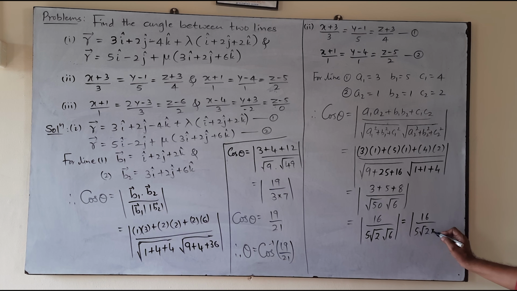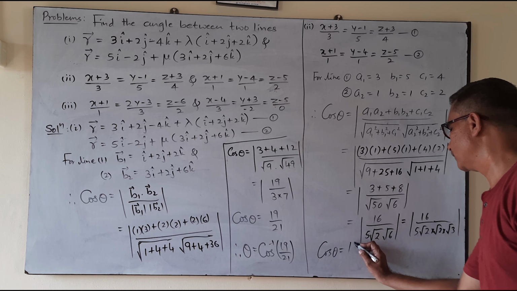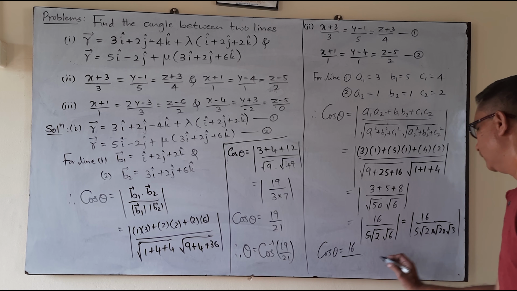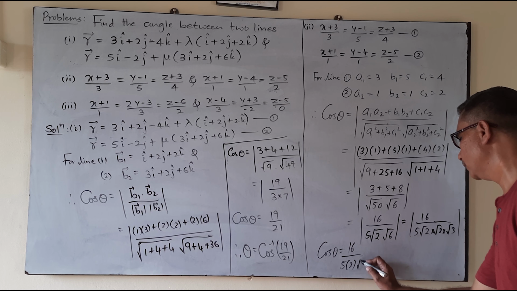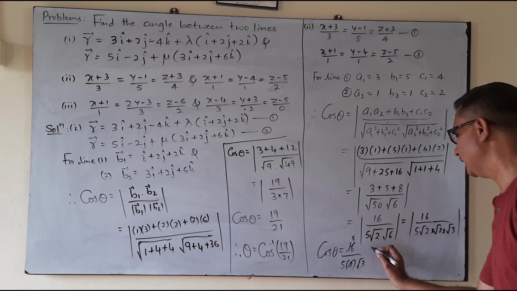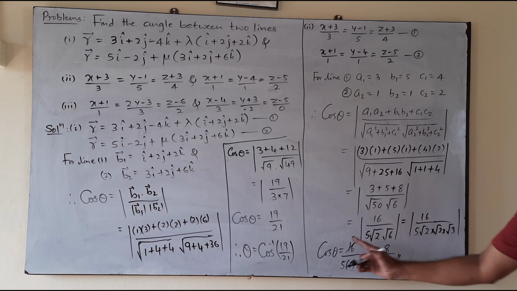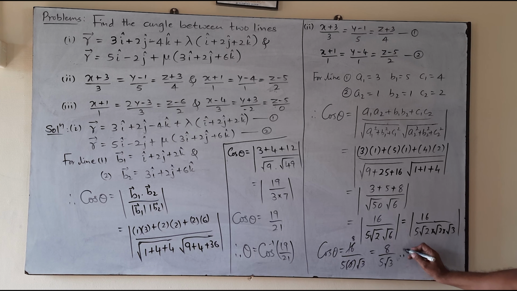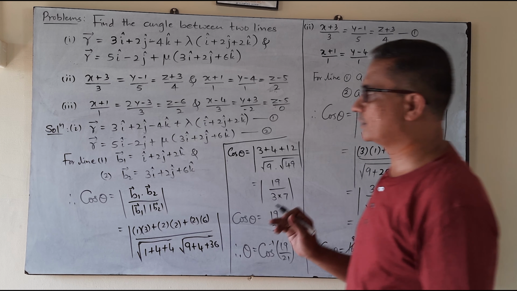Root 6 can be written as root 2 into root 3. Clear? Now cos theta is equal to 16 divided by 5 root 2 into root 2 into root 3. Two ones are 2, two eights are 16. That is 8 divided by 5 root 3, the value of cos theta. Therefore, angle theta is equal to cos inverse of 8 by 5 root 3. Clear? Okay. Next, the third problem.